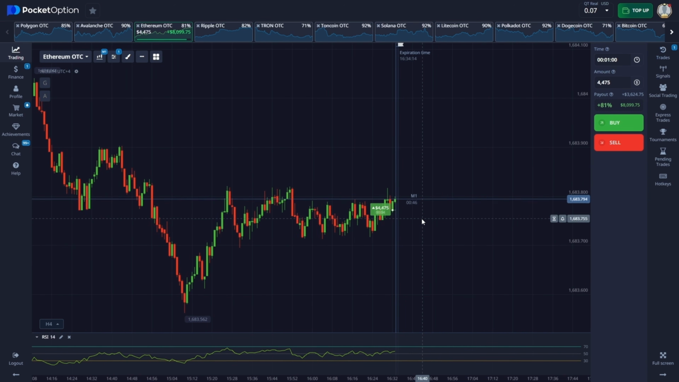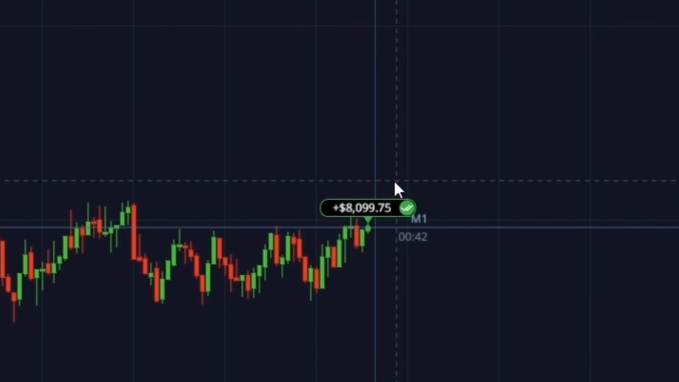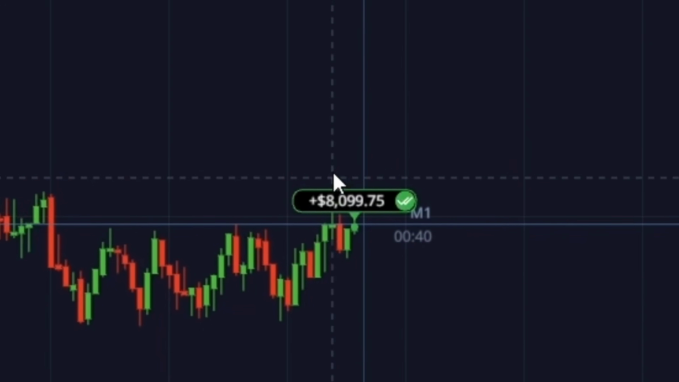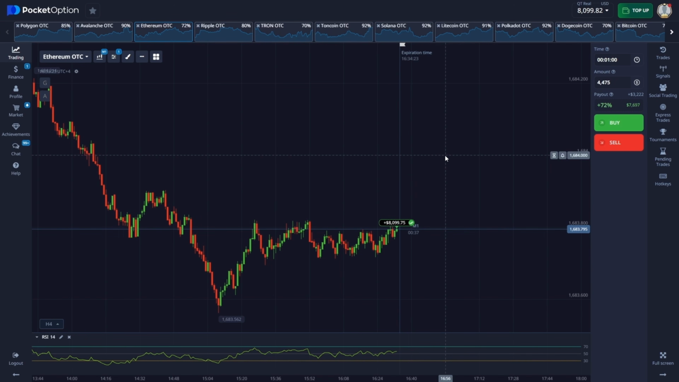Only a few seconds left. And I won another trade. Now my balance has turned into $8,099. I've made a good profit with the help of the RSI indicator. The RSI indicator worked very well, and you guys can also make a good profit using it.